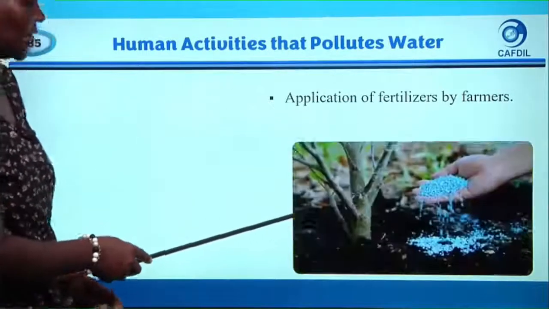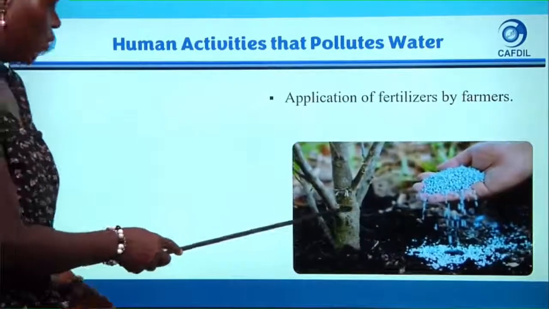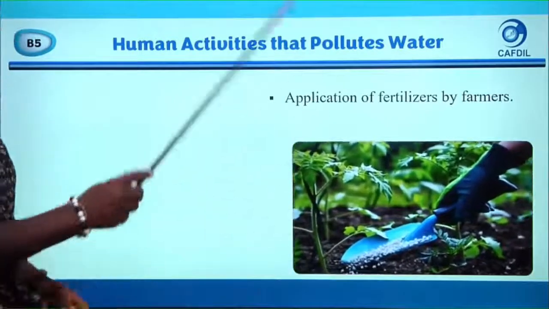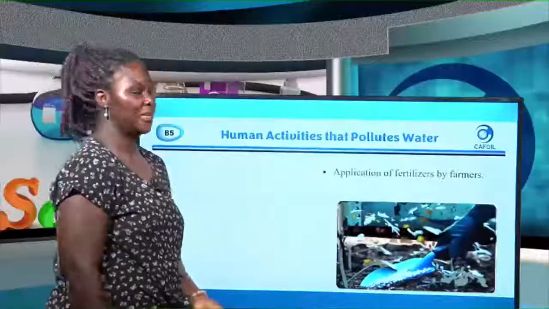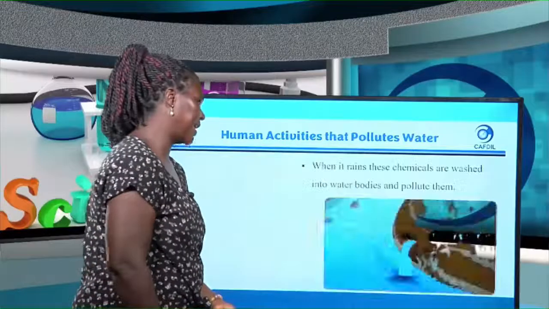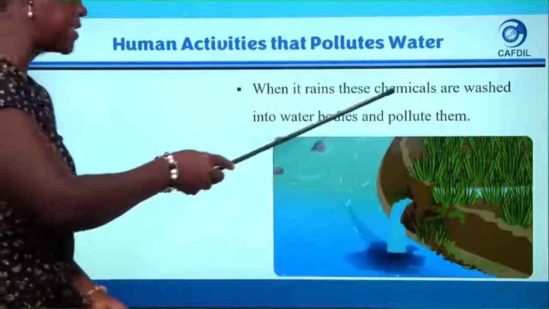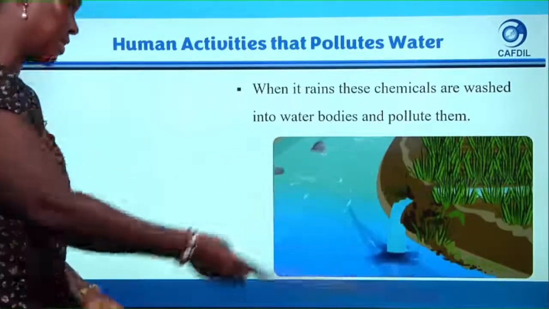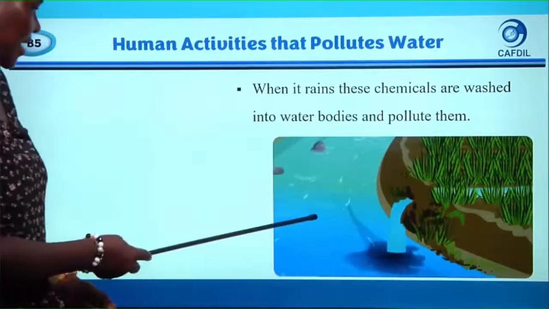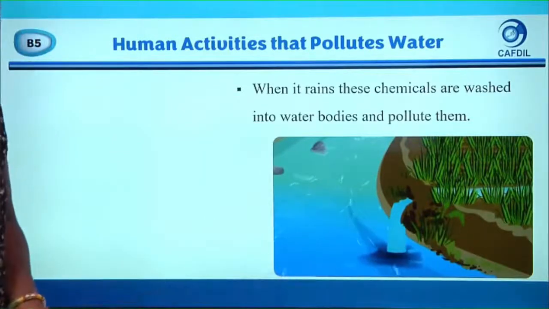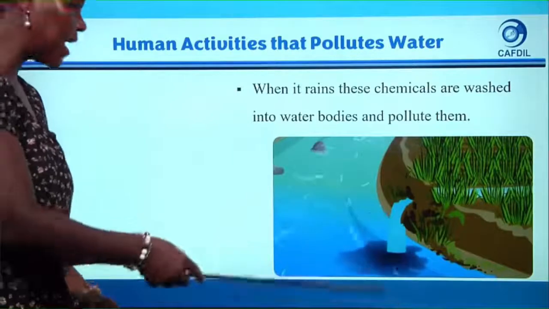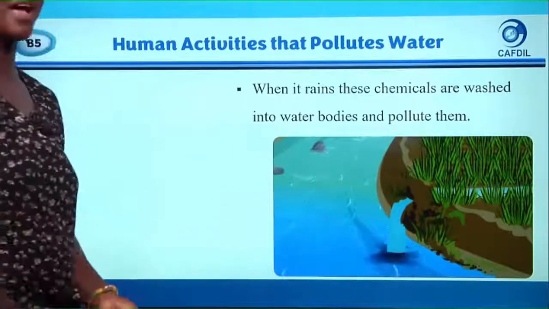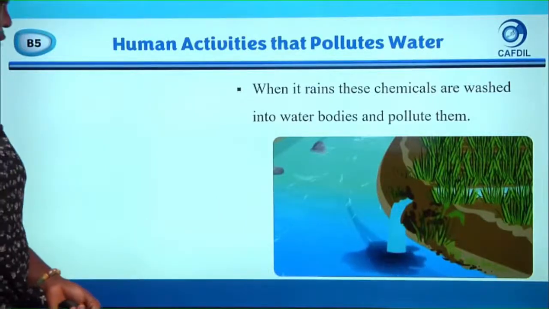And this is rice. This is cocoa. Yes, they are applying it on it. And you see, the plants will grow. And let's look at what will happen later. Now, when it rains, these chemicals are washed into water bodies and pollute them. So we can see the chemicals from the fertilizer will enter into the river or the stream, and it can make the water unsafe for use.